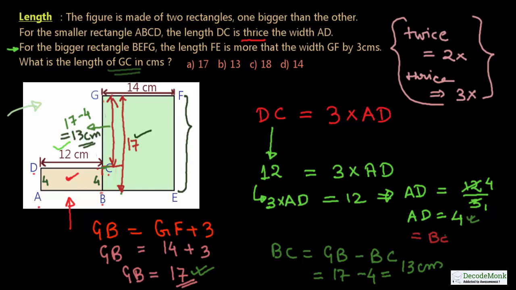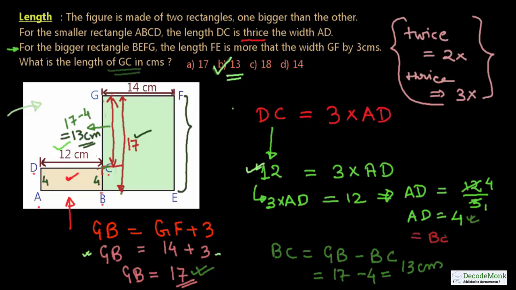So the answer to the question is B, that is 13 centimeters. Here it is asked what is the length of GC in centimeters, which is 13 centimeters. So for such type of questions you have to read the question very carefully and convert each of the statements into mathematical equations like this, which will help you to solve the question. You have to visualize the problem first, then you will be able to solve the question.